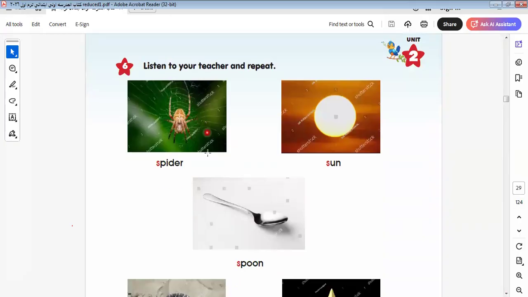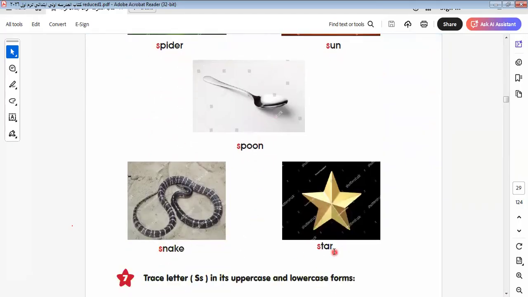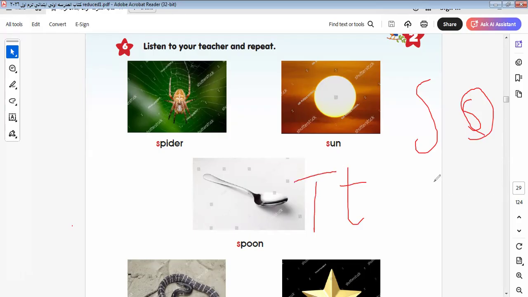Listen to your teacher and repeat. Here is spider, sun, spoon, snake, star. So here we learn what letter? Letter S. Capital S and small s. Last class we learned capital T and small t, and capital I and small i. And today we learn capital S and small s. So now we have 3 letters: capital T and small t, capital I and small i, capital S and small s.